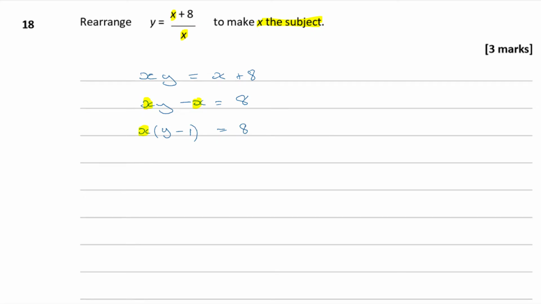Now all I need to do is divide both sides by y minus 1, and that's going to give me x is equal to 8 over y minus 1. So x is the subject. I've just got the 1x, and everything else is on the other side.